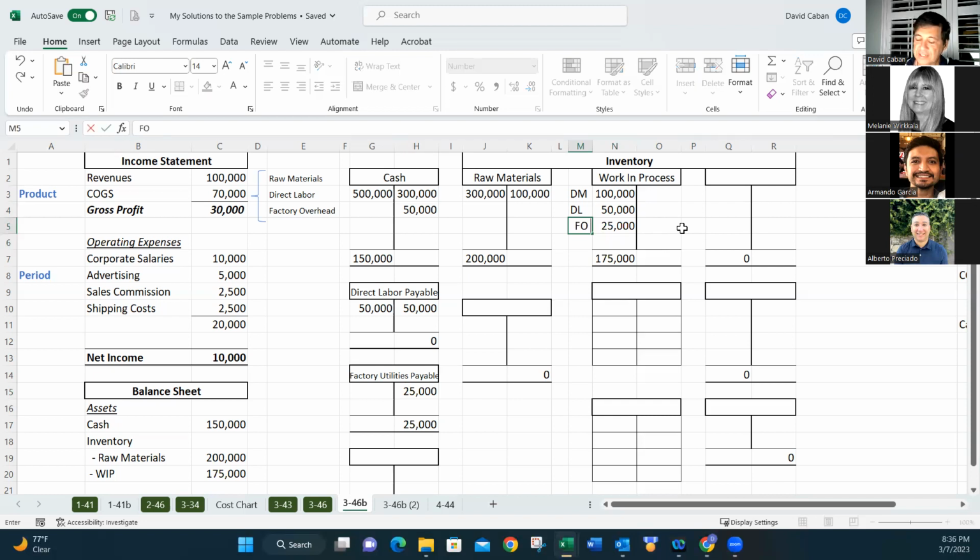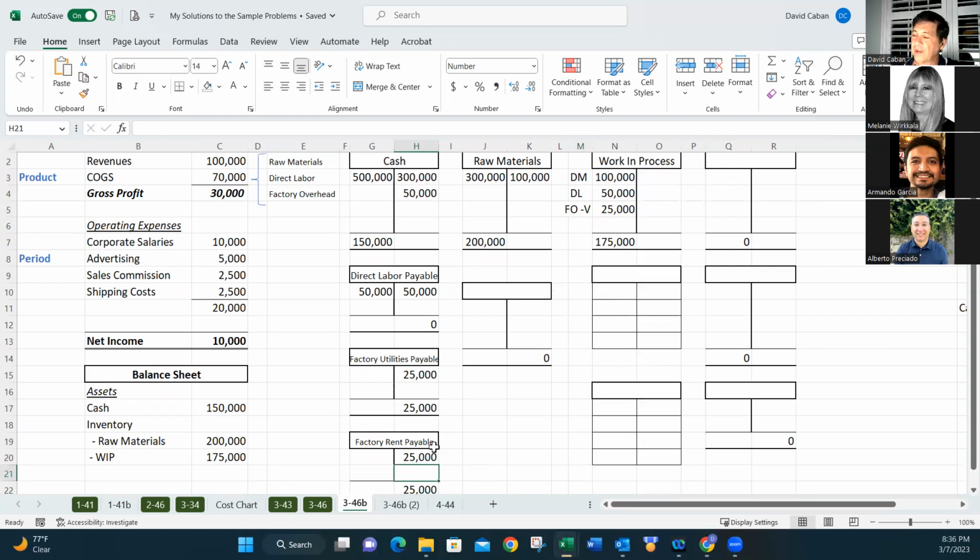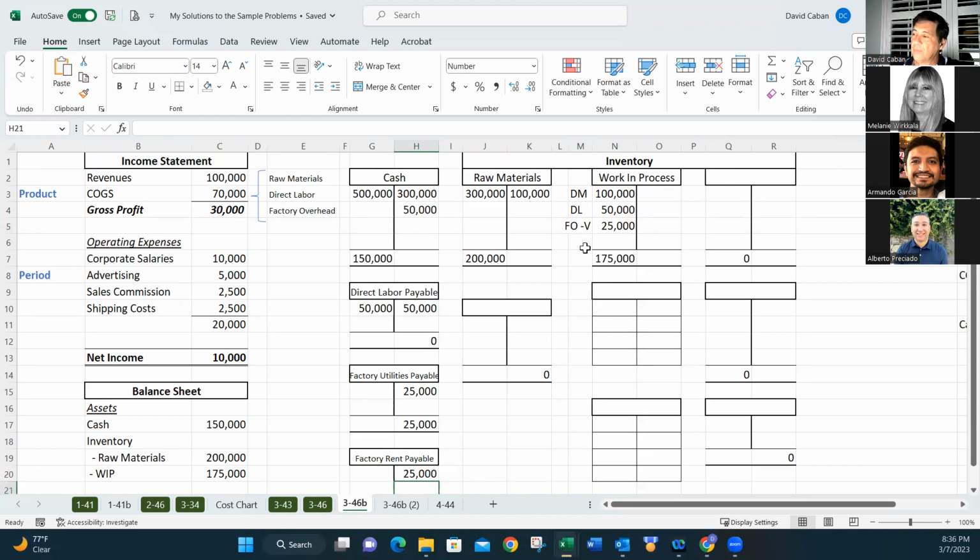So factory overhead, let's put variable here. Oops, sorry, variable here. And then let's put factory rent payable to give you an example of a fixed factory overhead, okay? That way we know that some of them are fixed and some of them are variable, right? Rent is fixed. Rent doesn't go up with production, right? So 25,000 over here.